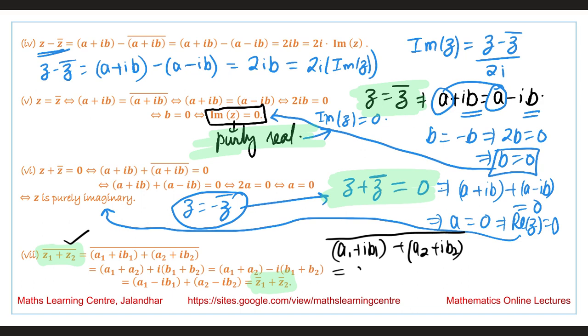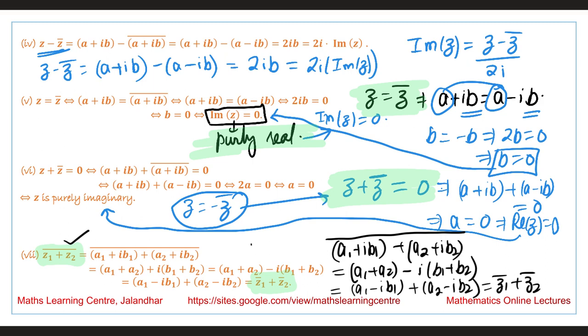So this is basically equal to (a1 + a2) minus iota (b1 + b2). So we are saying this is equal to (a1 - iota b1) plus (a2 - iota b2). So this is equal to z1 bar plus z2 bar. So we are saying (z1 + z2) conjugate is equal to z1 conjugate plus z2 conjugate. This is what we have to prove.